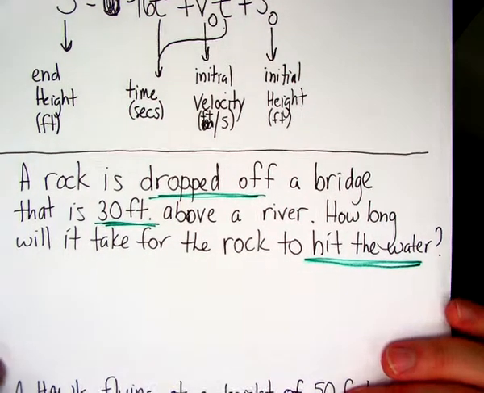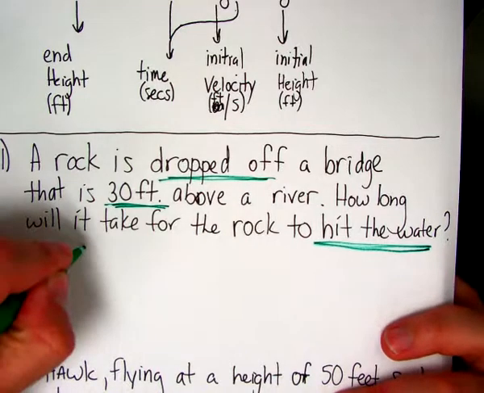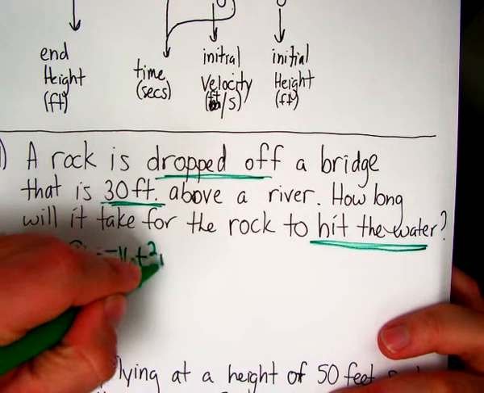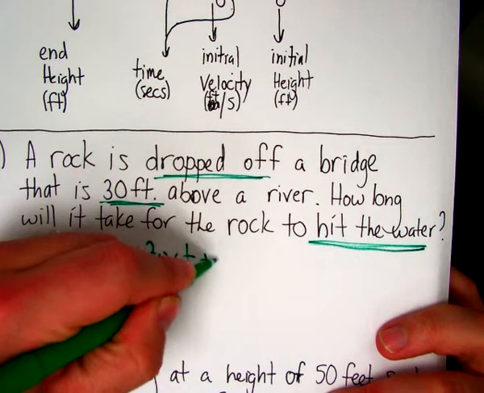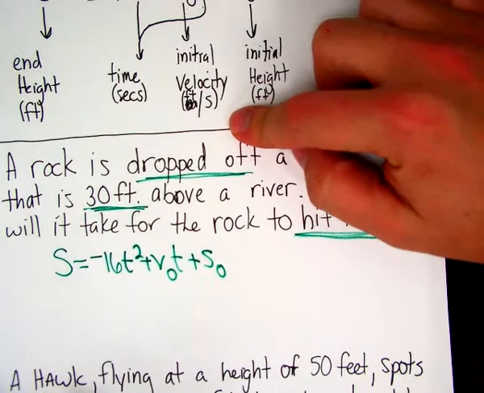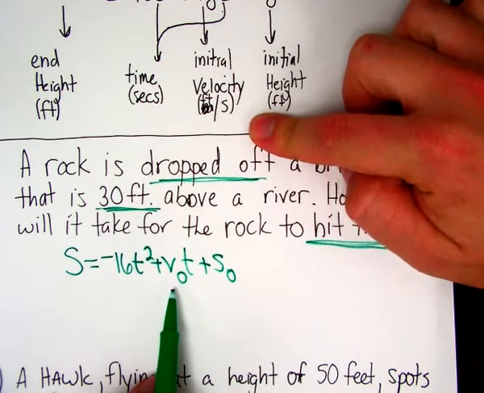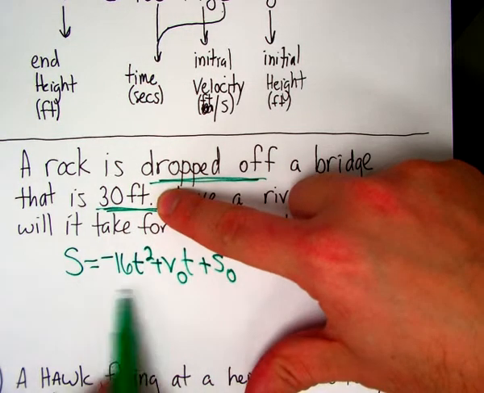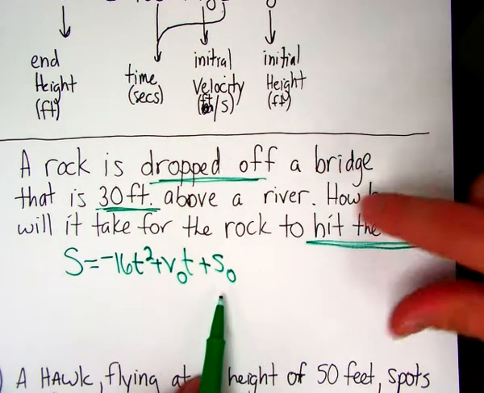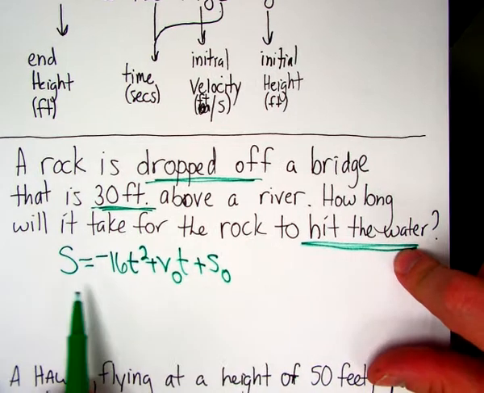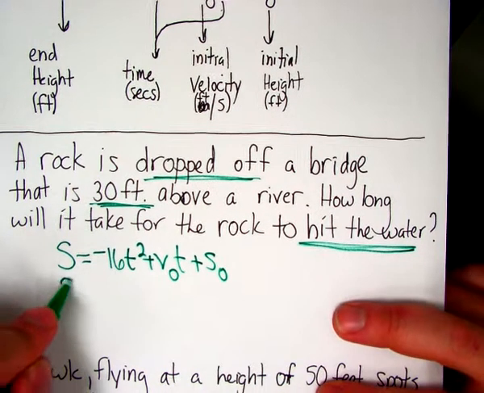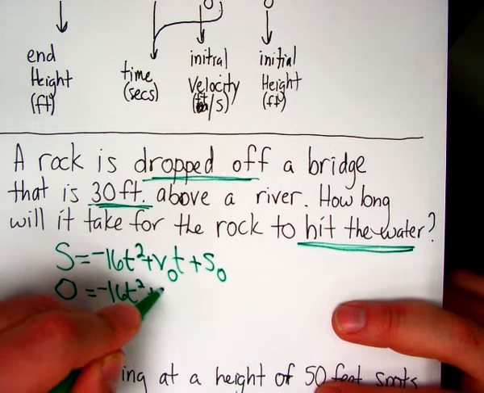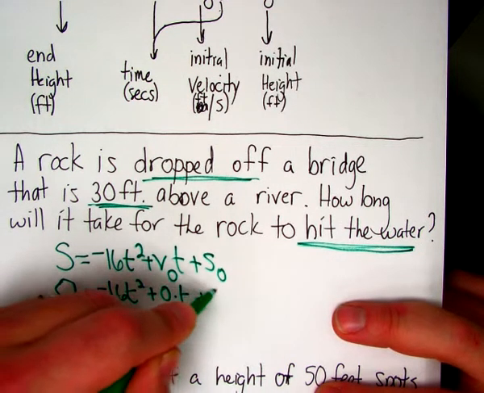Okay. So if we take the information that's known and put it into our formula, we have S equals negative 16t squared plus v sub naught t plus s sub naught. If it's dropped, that's my initial velocity in this problem, and if it's dropped, it's just 0. If it's starting at 30 feet, this is our starting height in the problem. And if it hits the water, that's our ending height, which is at 0. So substituting all these values in, we have 0 equals negative 16t squared plus 0 times t plus 30 feet.